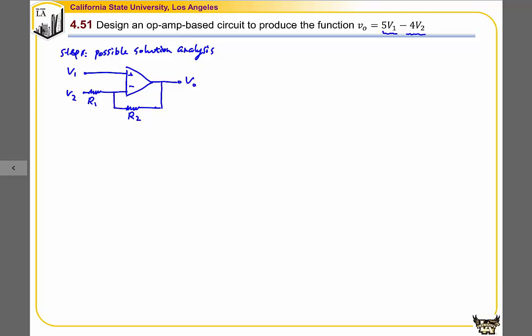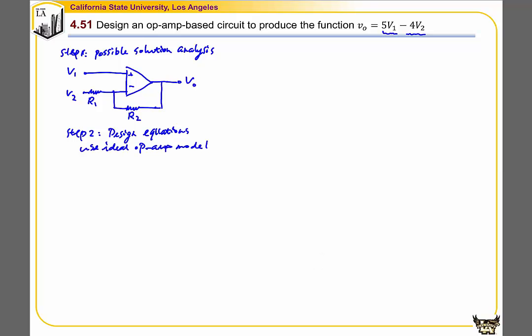So we know that by giving this design, eventually V0 should be equal to some coefficient times V1 minus some coefficient times V2. And the coefficient for V1 is greater than that of V2 by number 1. So step 2 is to obtain the design equations. We're going to use the ideal op-amp model for this.